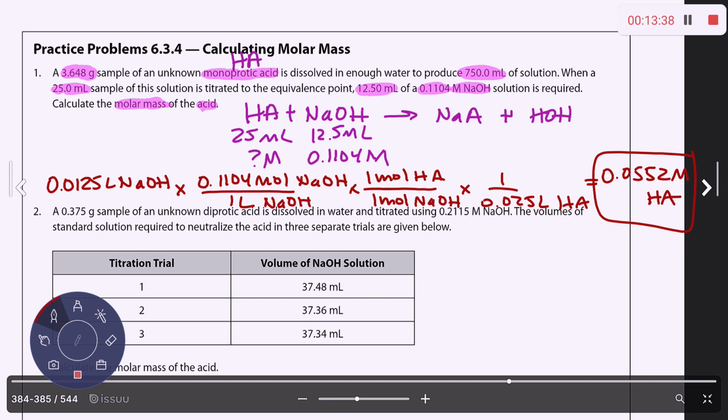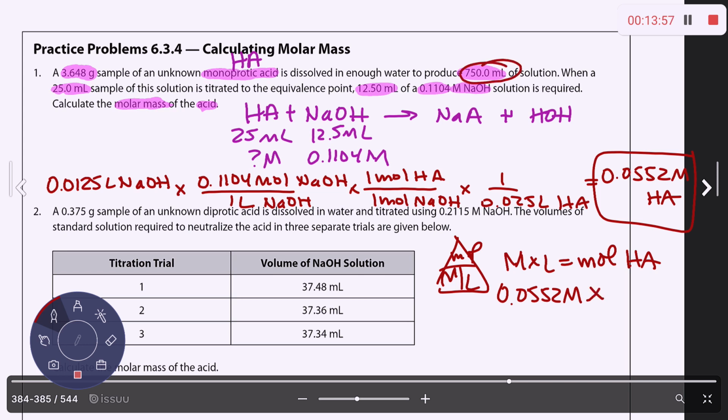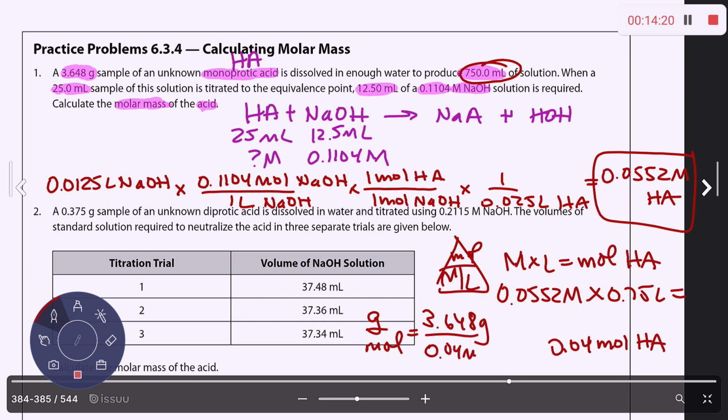Then take that times the original amount. So you guys know, based upon the molarity triangle, that molarity times liters will give you your moles. So if you take your 0.0552 molarity times 0.75 liters of acid, you're going to get 0.04-ish moles of acid, okay? So your molar mass is grams per mole, right? So that means you need to take your 3.648 grams divided by 0.04 moles, and then that's going to end up giving you somewhere around 88 grams per mole for your molar mass. Okay.